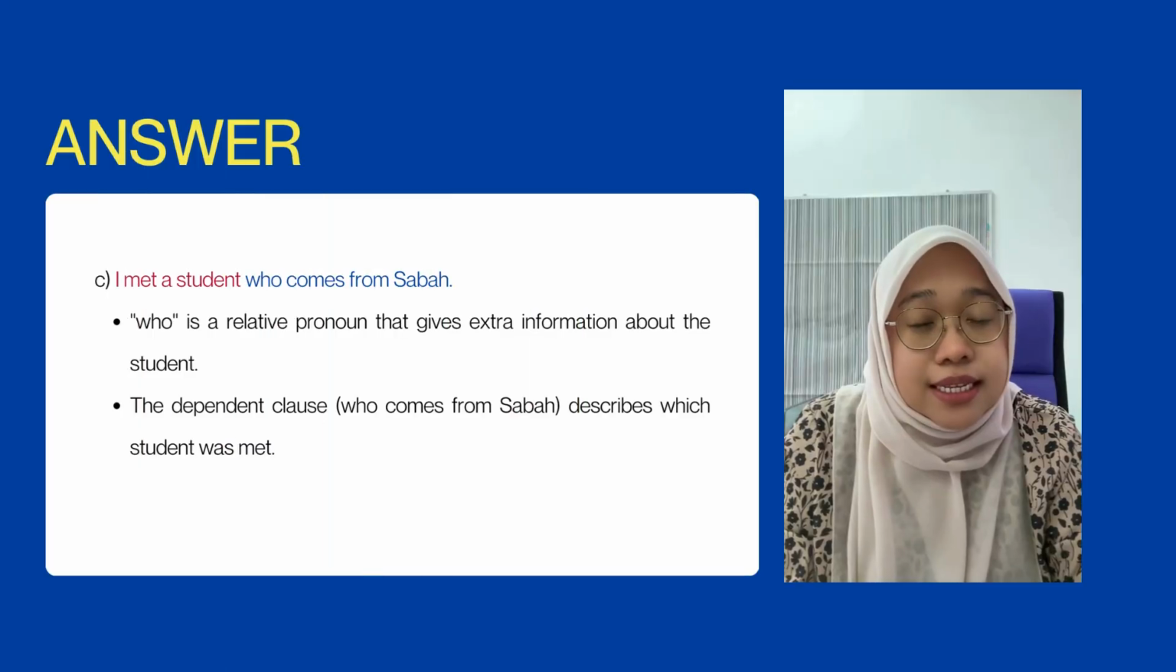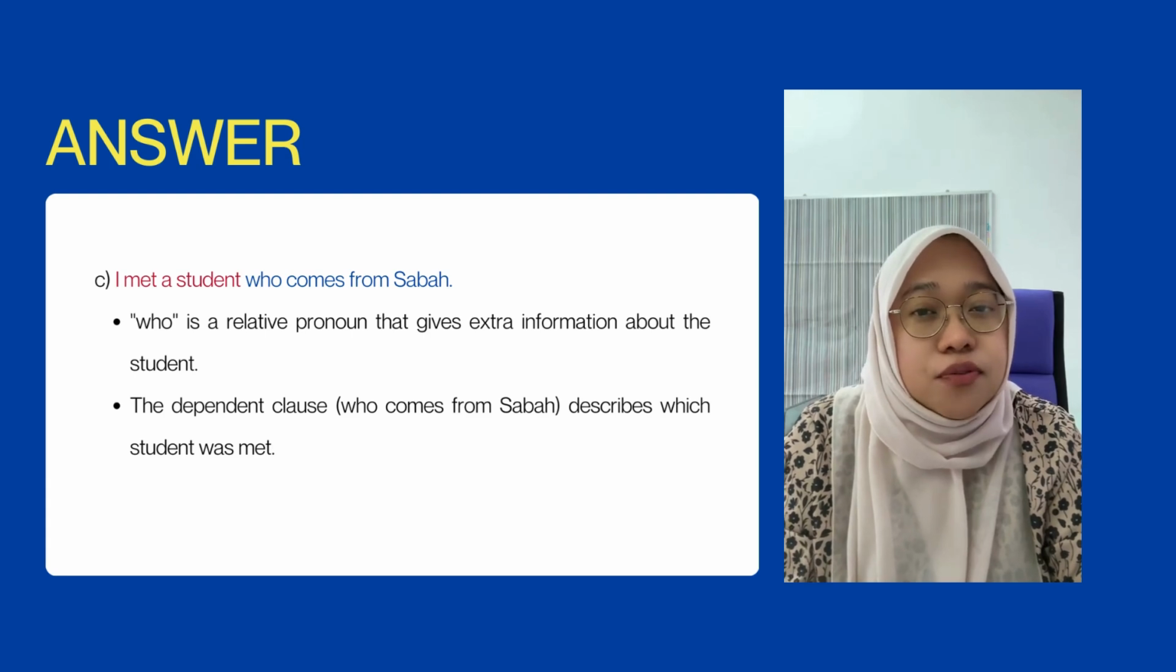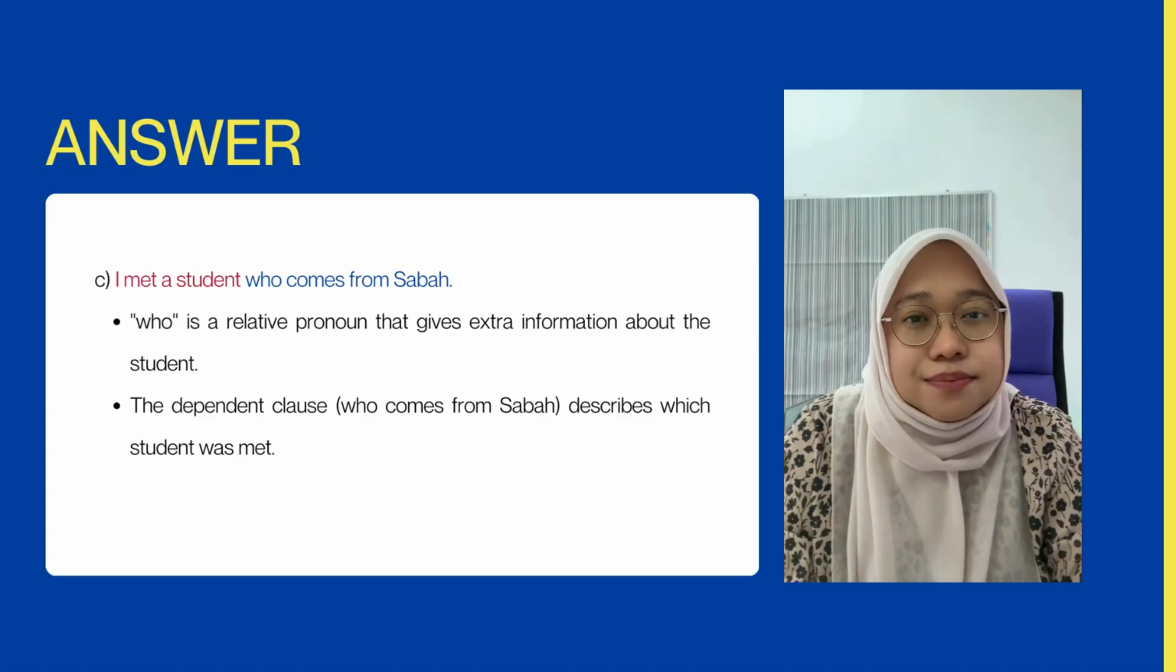And the last one is: I met a student who comes from Sabah. Who is a relative pronoun that gives extra information about the student. The dependent clause, who comes from Sabah, describes which student was met.